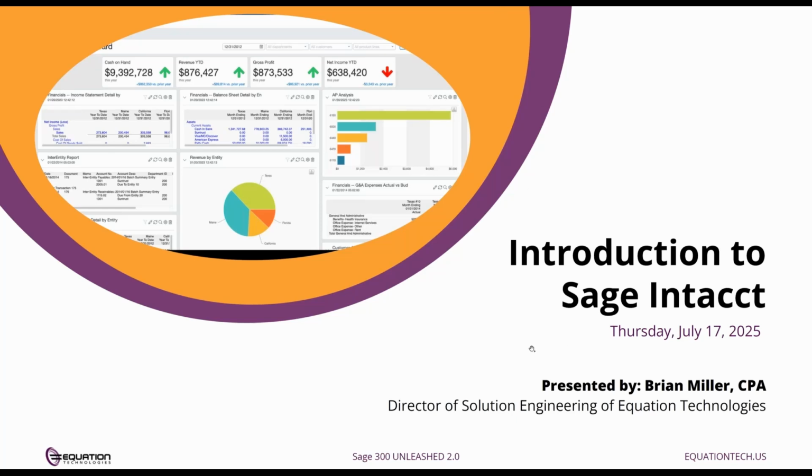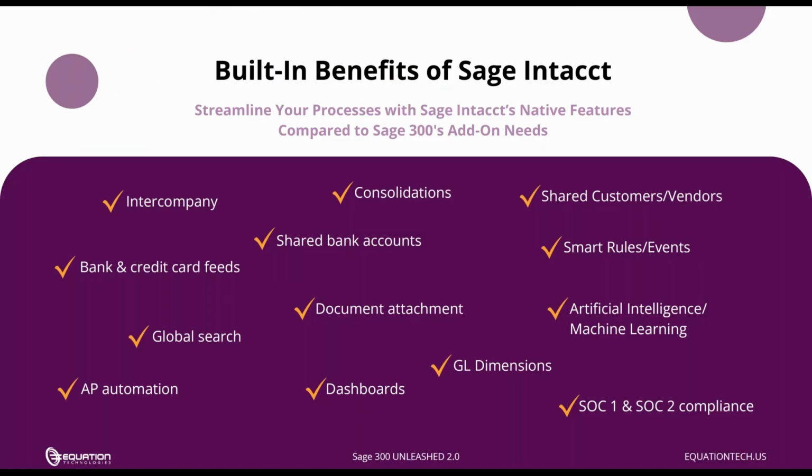All right. So what do we get with Sage Intacct? Well, this is an entirely different application, right? This is a pure SaaS-based system, browser agnostic, right? Chrome, Edge, Safari, you can use any of these, fully mobile capable. You can do approvals, workflow, you can access the full site on a phone if needs be.